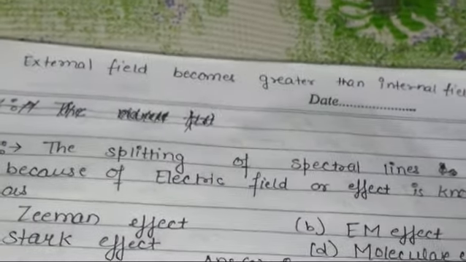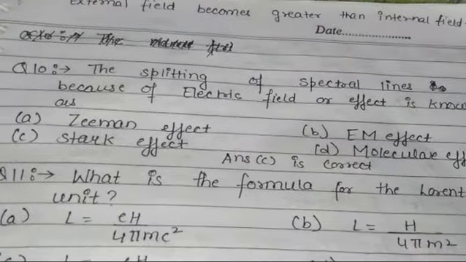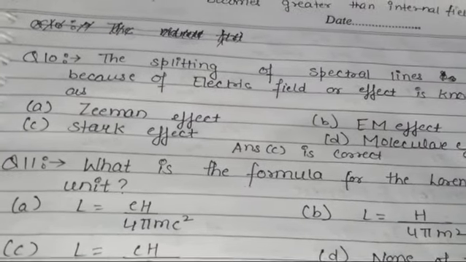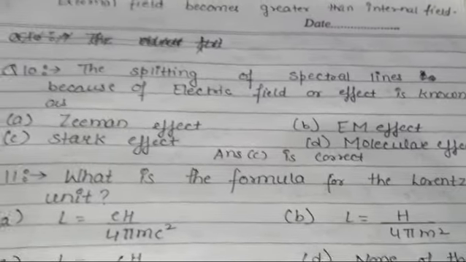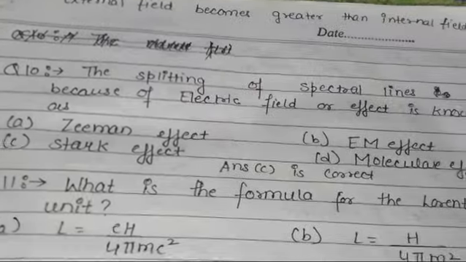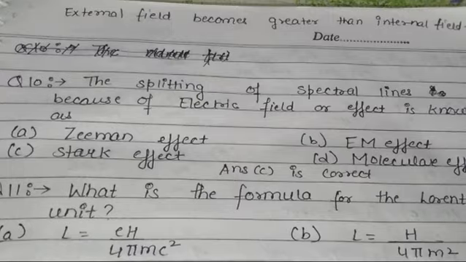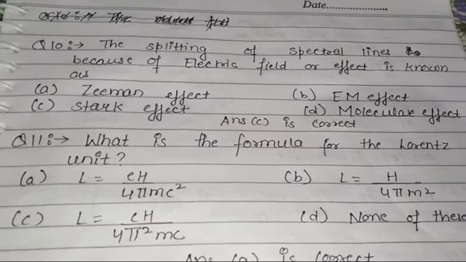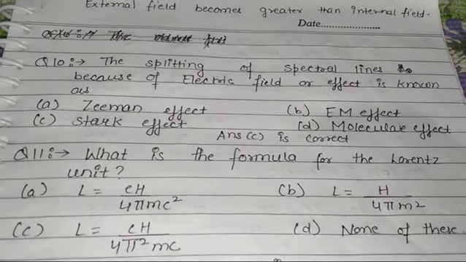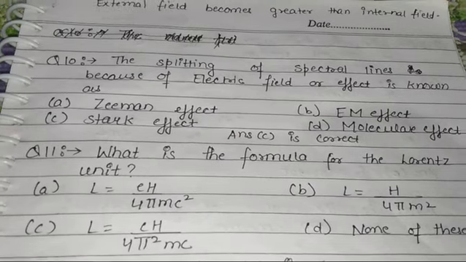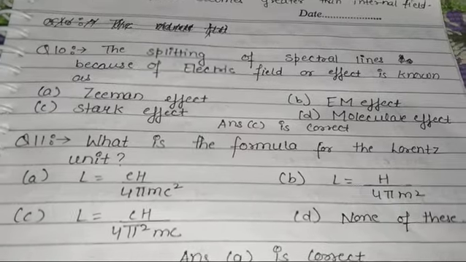Okay friends, now next is question 10. The splitting of spectral lines because of electric field is known as what? We have read already that splitting of spectral lines because of magnetic field is Zeeman effect. Now splitting because of electric field is what? A. Zeeman effect, B. EM effect, C. Stark effect, and D. Molecular effect. So here answer C is the correct answer. Splitting of spectral lines because of electric field is Stark effect.